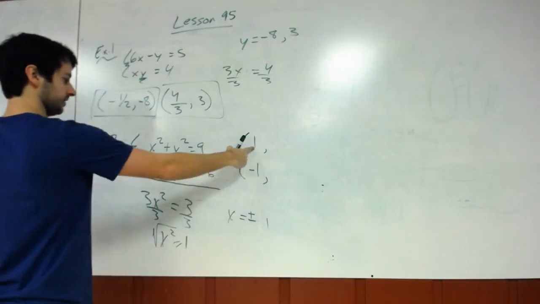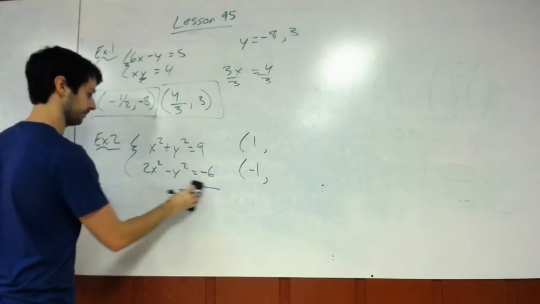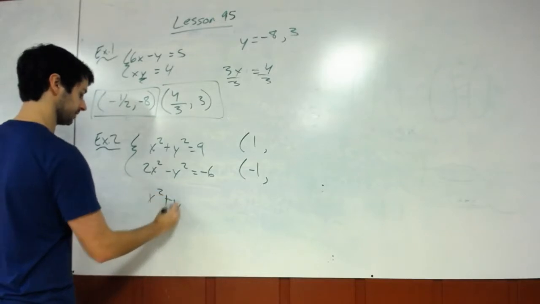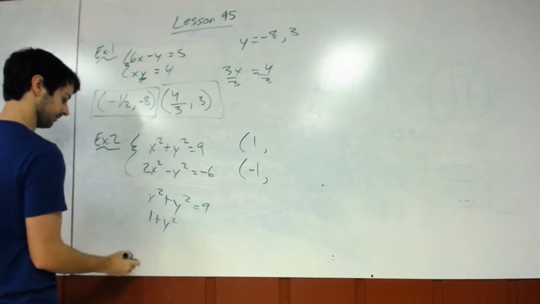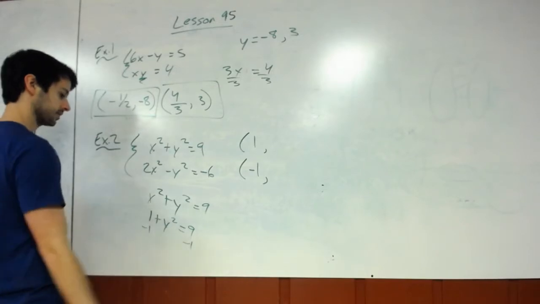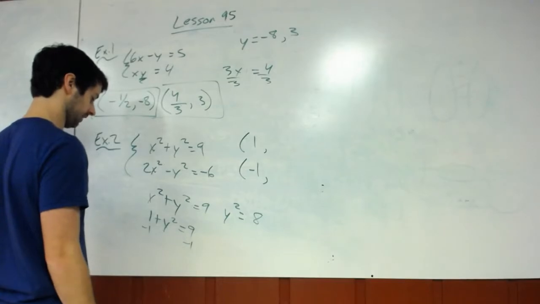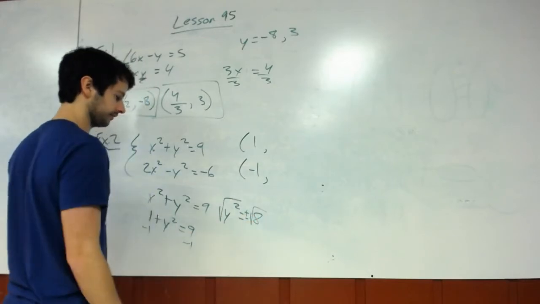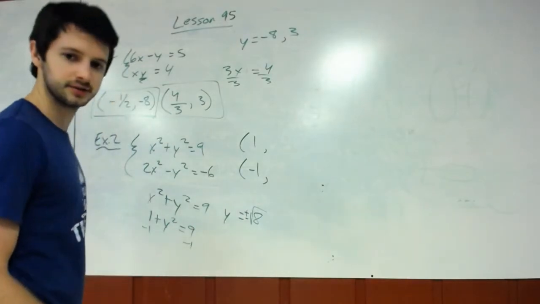So when x is 1, let's see what y would be. Going to plug in right here. x squared plus y squared equals 9. If x is 1, we subtract the 1, so y squared equals 8. Y squared equals 8, take the square root, that becomes plus or minus. So we have y equals plus or minus the square root of 8.